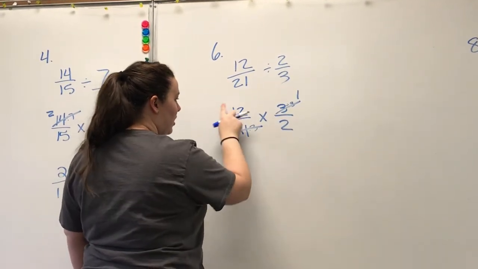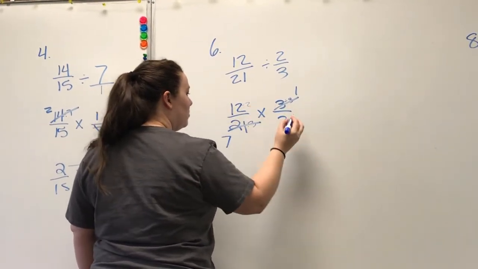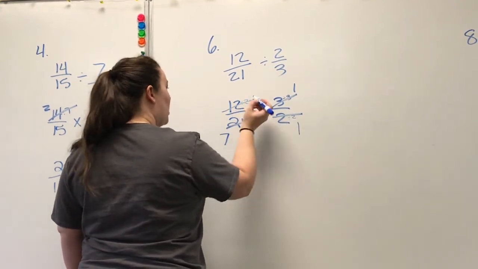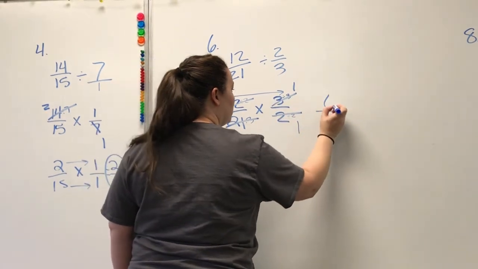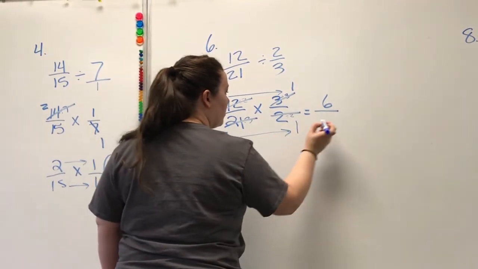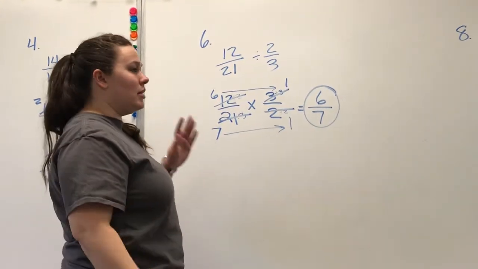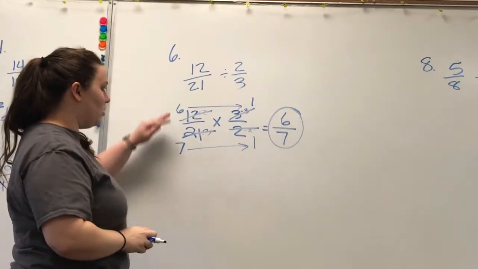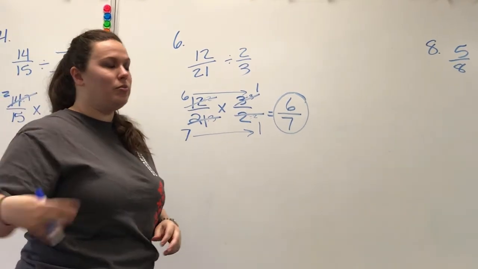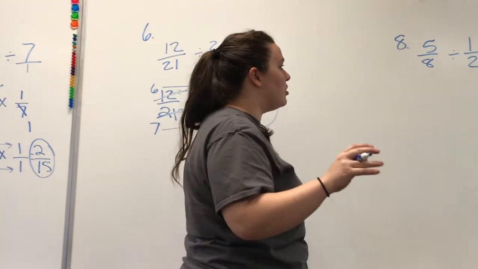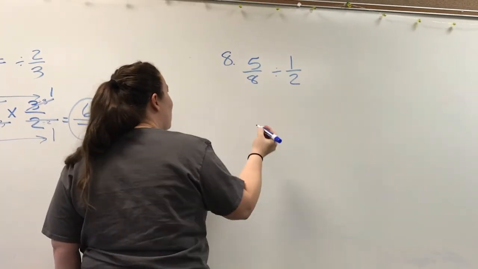I can again crisscross right here. They both have a factor of 2 in common, so divide by 2, divide by 2. This becomes a 1, and this becomes a 6. 6 times 1, 7 times 1. There we go. Crisscrossing makes things a whole lot easier in the long run. If I would have just multiplied the original problem, we would have had to reduce so much at the end. Okay, coming over here to question number 8.